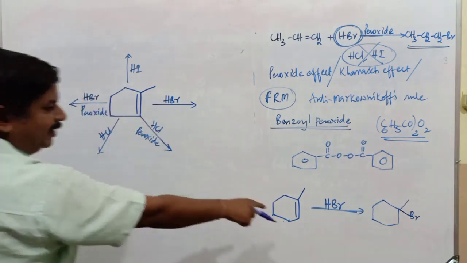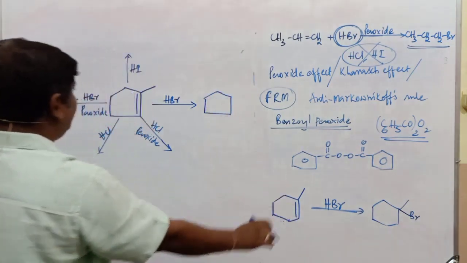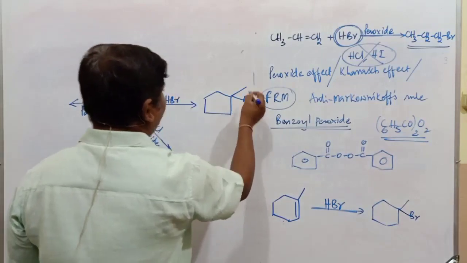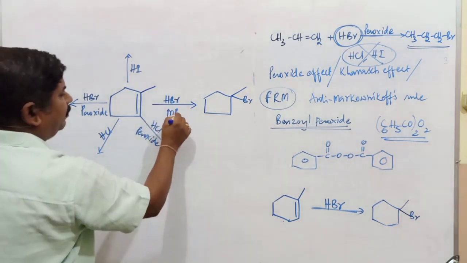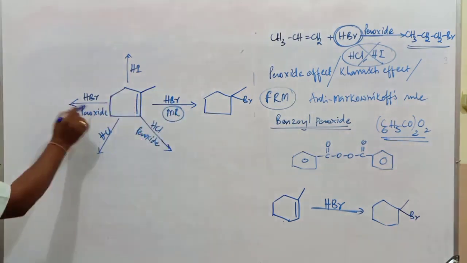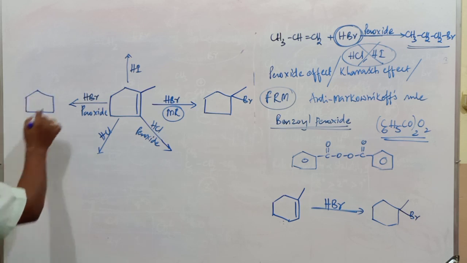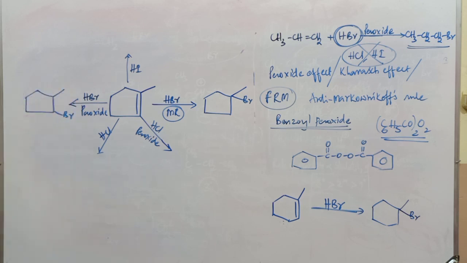First, in case of HBr, a very simple compound very similar to the previous reaction, this is methyl and this is going to be Br. It takes place according to Markovnikov's rule. And here the peroxide effect is going to be there. Peroxide effect means it goes by anti-Markovnikov's rule. This is the Br compound, and the double bond is removed.